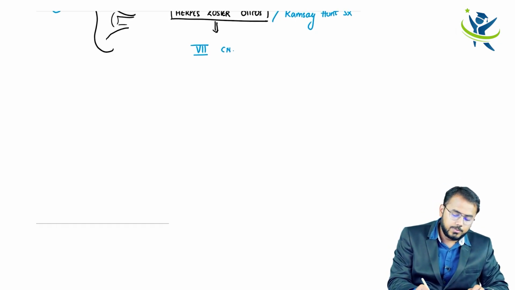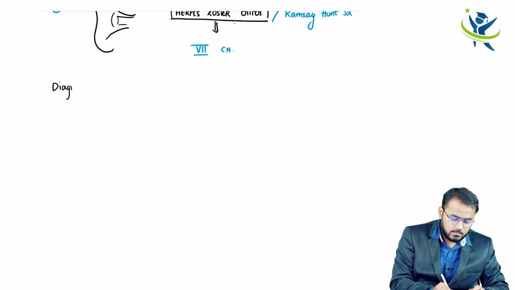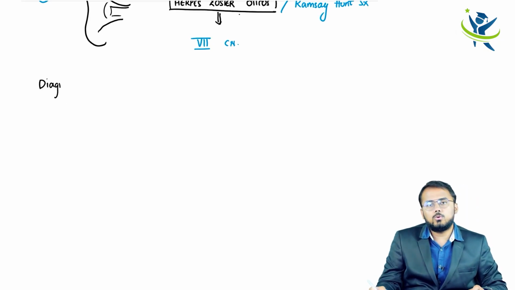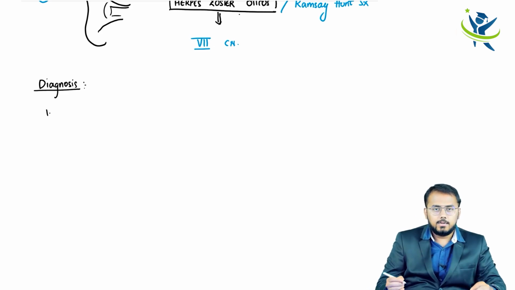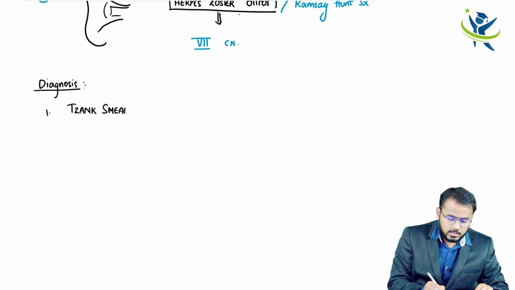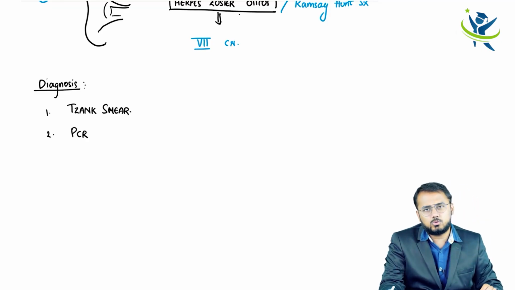So, how do I diagnose such a patient of herpes zoster? How I do the diagnosis is that I told you I will see some Tzanck cells, right? So, where will I see them? On Tzanck smear. Second important thing is by PCR. All of you know PCR is most commonly used.